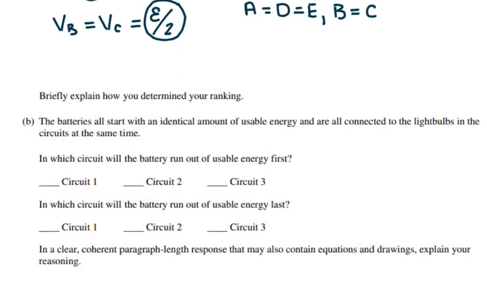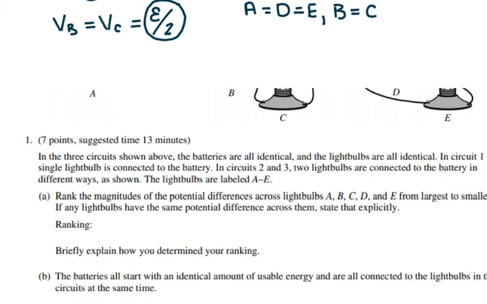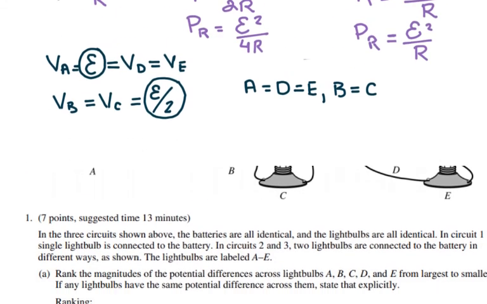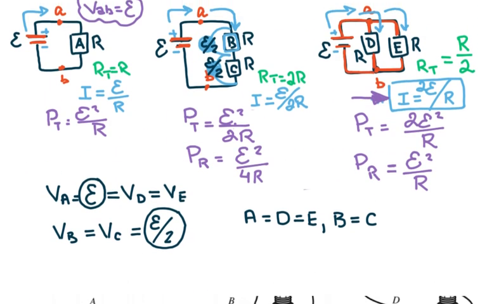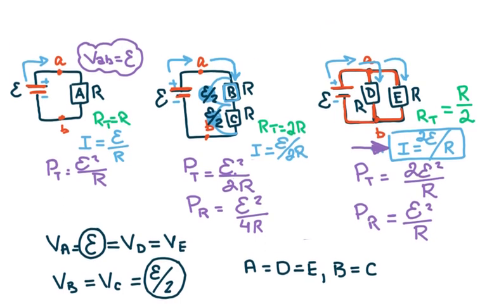For the next question, they say that batteries all start with an identical amount of usable energy and are all connected to the light bulbs in the circuits at the same time. In which circuit will the battery run out of usable energy first? So the one that is providing the most power to the bulbs will run out of the energy first.